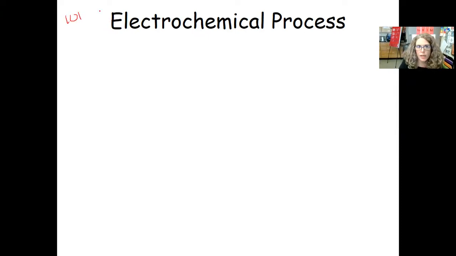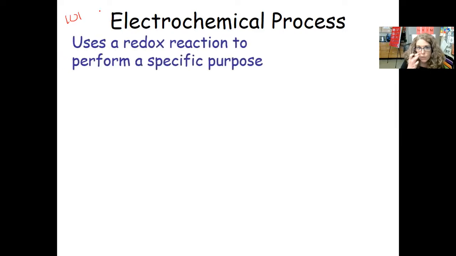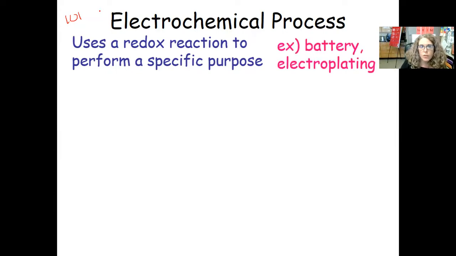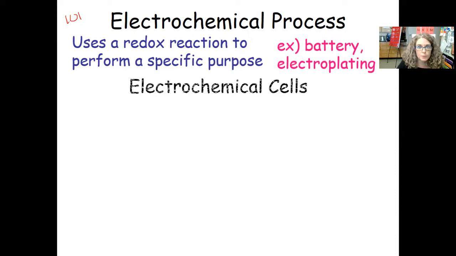All right, so we can use the oxidation and reduction reactions to create an electrochemical process. And so that is a process that uses the redox reaction to perform a specific purpose. So remember, redox is oxidation and reduction. So the common things we're going to talk about in this unit are how a battery operates and how electroplating works. So if you have, like, a gold Rolex watch, it's most likely going to be electroplated and not necessarily pure gold. So those are called the electrochemical processes.